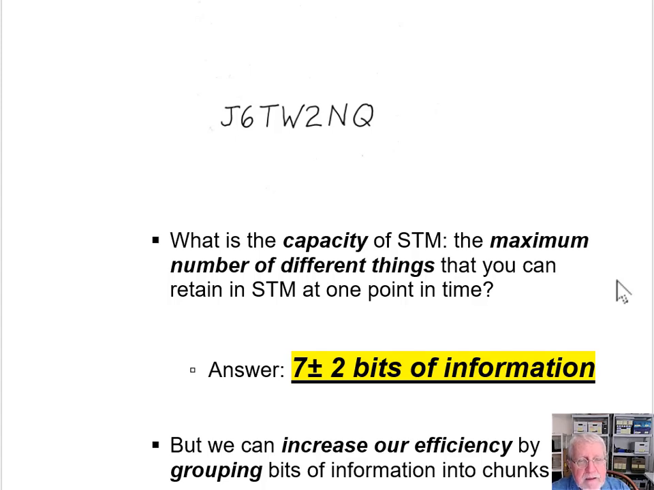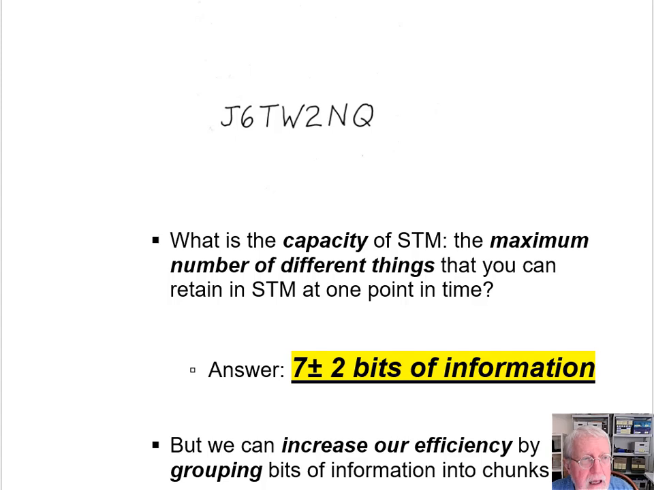Well, what exactly is the capacity of short-term memory? Standard answer that psychologists give us is the capacity of short-term memory is about 7 plus or minus 2 bits of information. 7 plus or minus 2 bits of information. What's a bit of information? Think of it as the smallest possible piece of information.